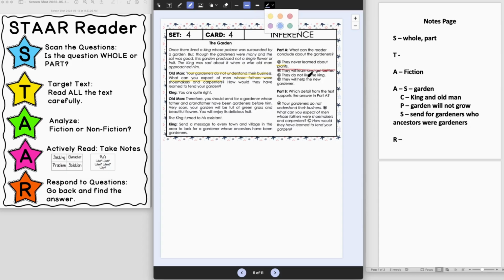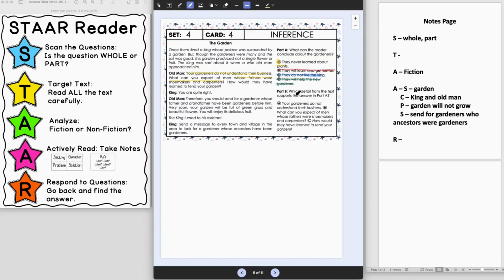Let's look at C. They do not like the king. Well, it doesn't actually address the gardeners and any of their feelings in here. So we can go ahead and cross that one off. And let's look at D. They will help the new gardener. It looks like we're looking for a new gardener here, not to teach the old gardeners. So that one is incorrect. So the best answer choice here is going to be A, that they never learned about plants. And the proof is in this part here.